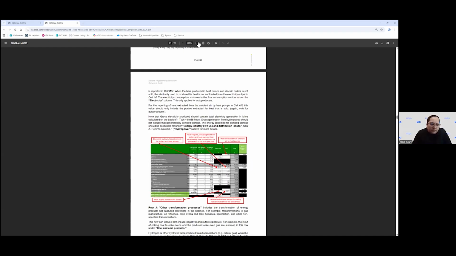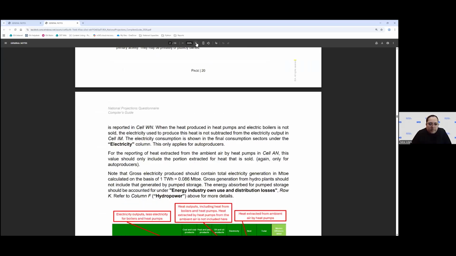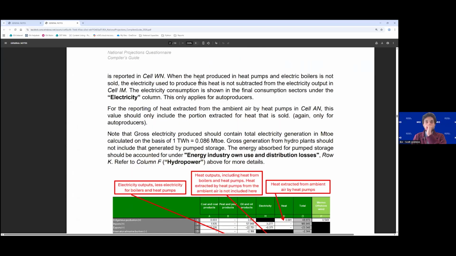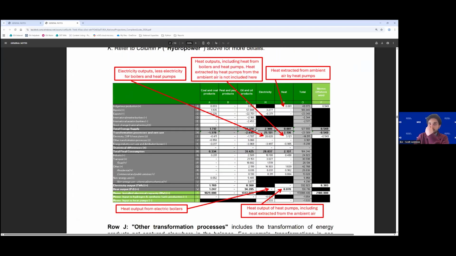Can you zoom a bit? Yeah, I was just going to do that. Thank you. We have this diagram here, which I'm thinking of remaking to make it a little bit more clear. We can see the heat extracted from ambient air by heat pumps in this top corner here. And then we were talking about the boiler reporting. The way we do boilers is we want to not double count anything, and we want to record everything in the final consumption as heat, because that's what a boiler, as well as a heat pump, are for.